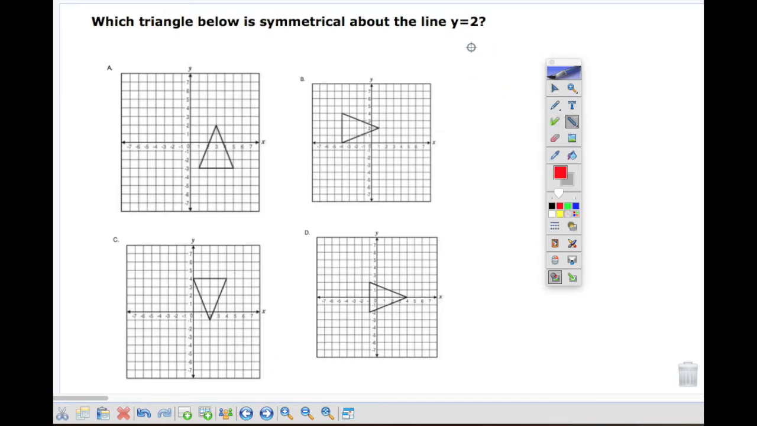Which triangle is symmetrical about the line y equals 2? Y equals 2 is what kind of line? That is a horizontal line. So I would go to the y-axis to 2 and draw the line y equals 2 and figure out which one is symmetrical. And that was obviously this one right here, symmetrical across y equals 2.